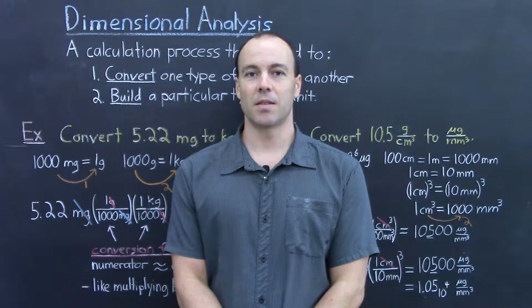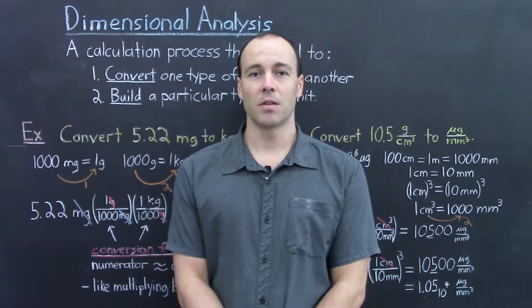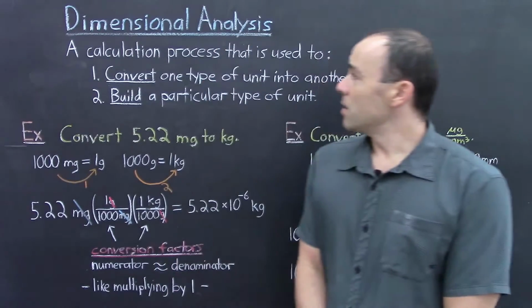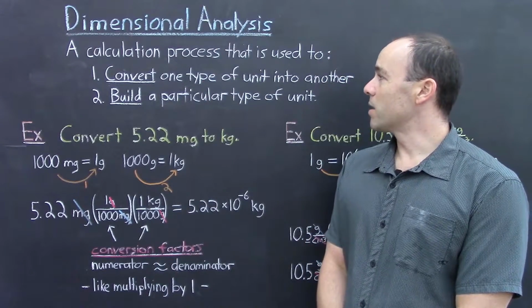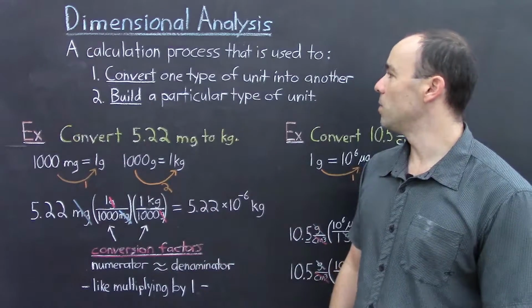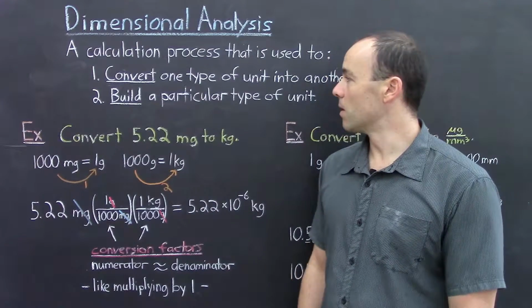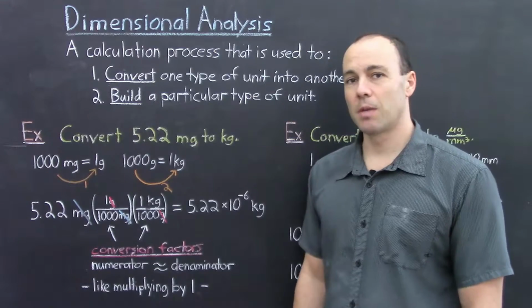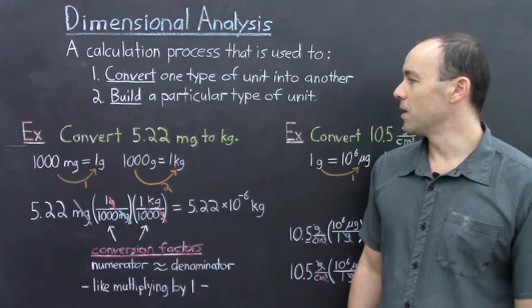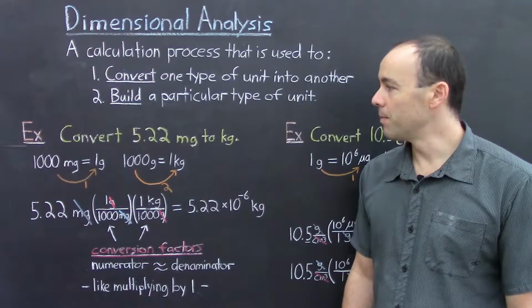Dimensional analysis is a powerful technique used in many areas of science, and it's also used a lot in general chemistry. It's basically a calculation process that is used to convert one type of unit into another, or build a particular type of unit.